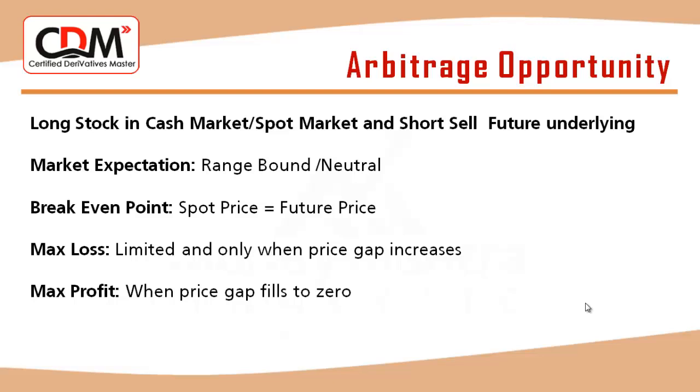The quantity should be the same. Suppose the Tata Motors future contract lot size is 1,000 shares, so we have to buy 1,000 shares minimum, or in multiples of 1,000 shares, in the cash market too. If we are selling 1,000 shares in the future market, we have to buy an equal number of Tata Motors shares, 1,000, in the cash market.